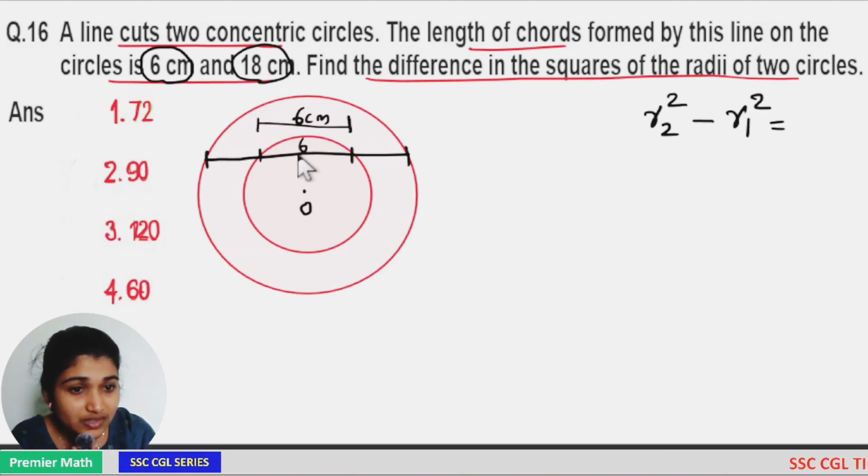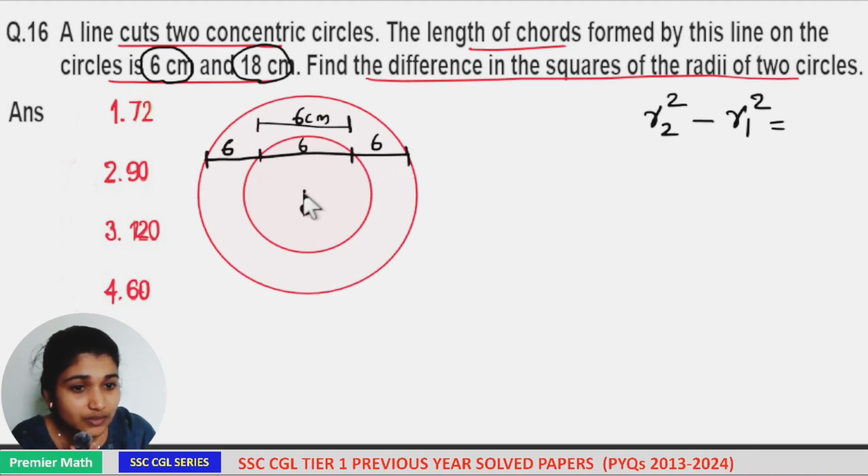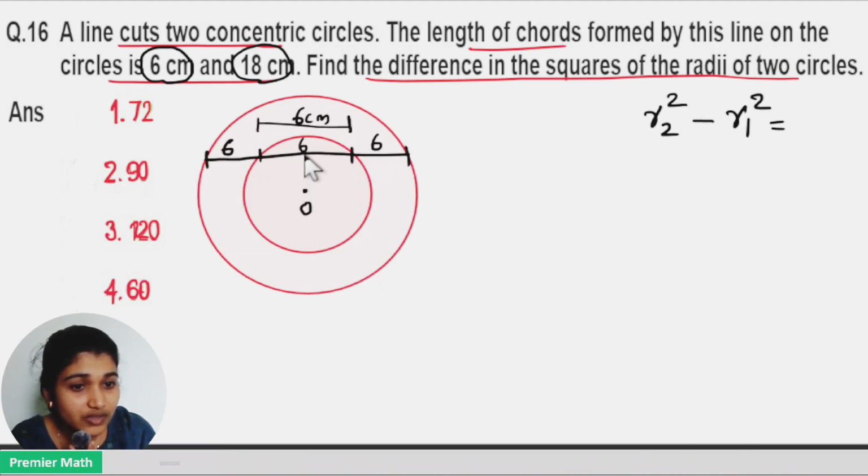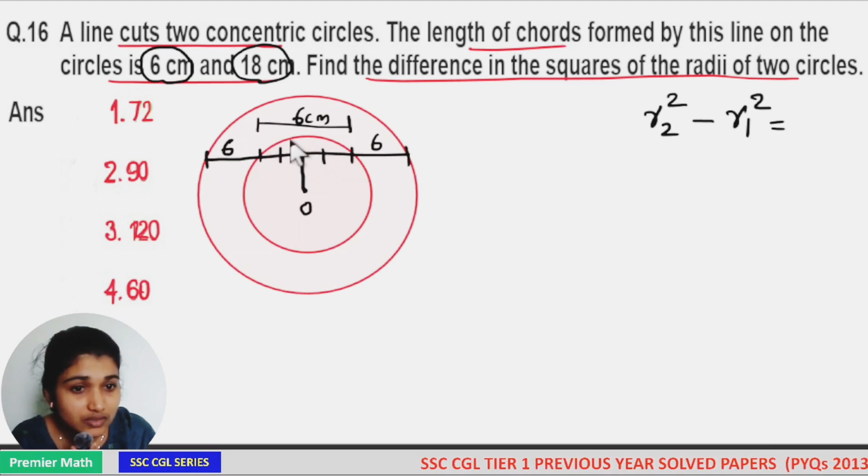So 18 minus 6 is 12. 12 divided by 2 means 6. So this length is 6, this length is 6. These two lengths are equal. Now the concept is the center of a circle divides a chord into two equal parts. So these two lengths are equal means these two are 3 centimeter each. This is 3, this is 3.